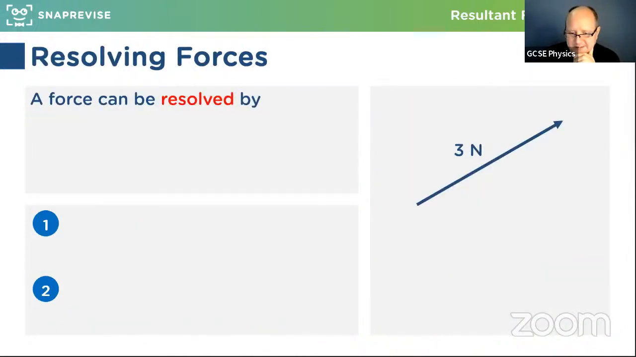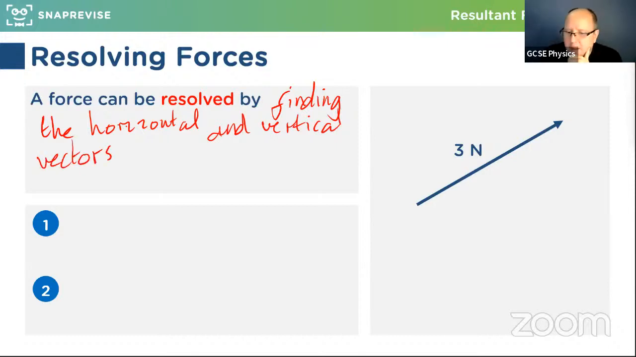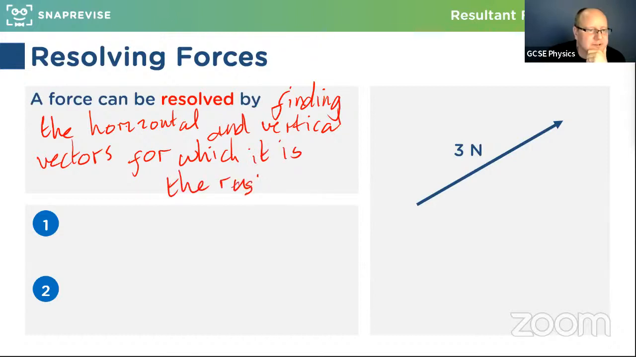Okay. So let's have a look at resolving forces. So we can go from a resultant to our horizontal and vertical components, and that's called resolving. So finding the resultant is finding the single force that would act in the same way as all the other forces acting. And resolving a force is finding the horizontal and vertical components of a vector. So a force can be resolved by finding the horizontal and vertical vectors for which it is the resultant. So we're starting with a resultant here, and then we're working backwards.